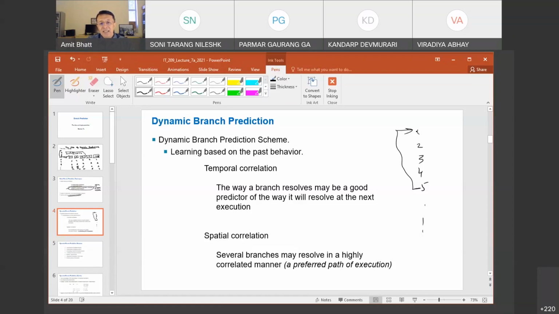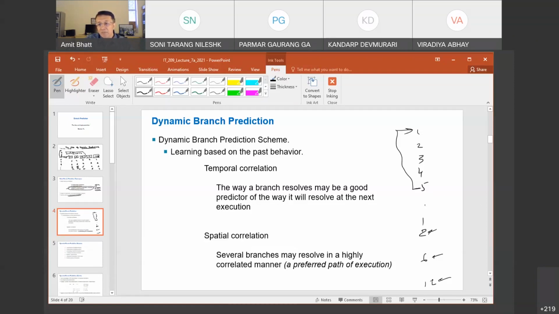The second is a spatial correlation. So let us say there is a branch in instruction number 2, instruction number 6, and instruction number 12. So these are all branches. This is a branch statement, this is a branch statement, and this is a branch statement. So what it says is the way branch number 12 would resolve would depend on how branch number 2 resolved and how branch number 6 resolved.